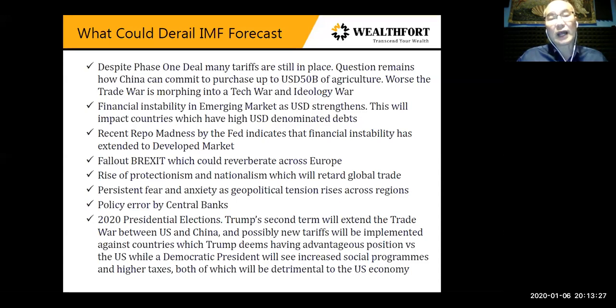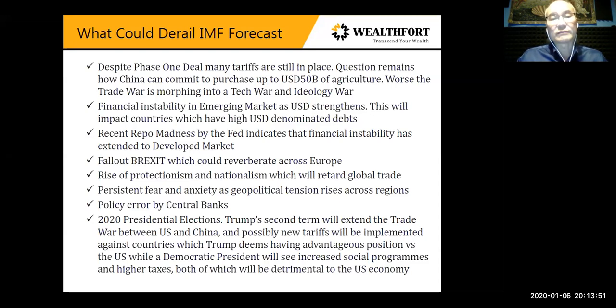And we will know how bad the impact is by the end of this month, and how in the subsequent 3 months, we will see how Europe will behave. But Europe is already mired in an economy that is almost near recession. So we also see the rise of protectionism and nationalism, which will retard global trade.